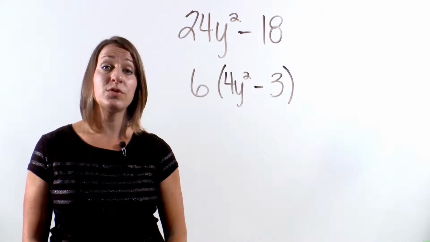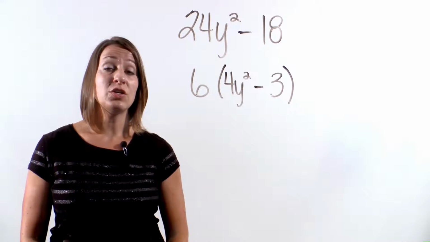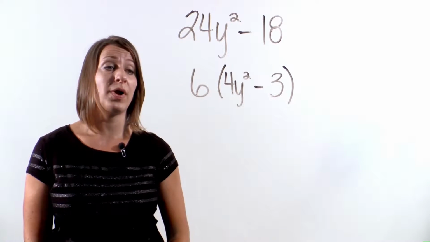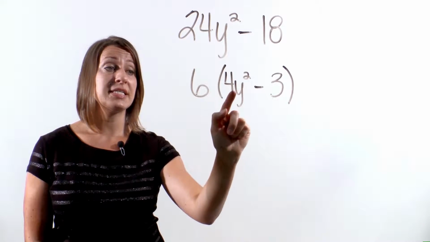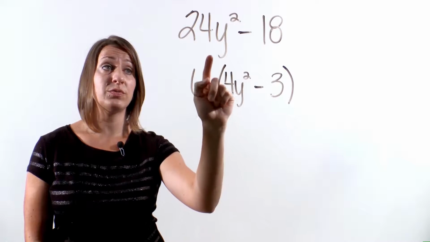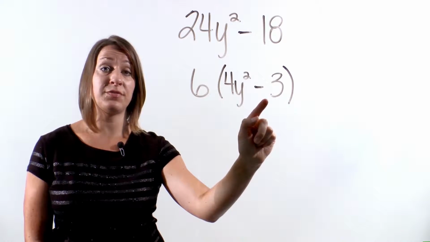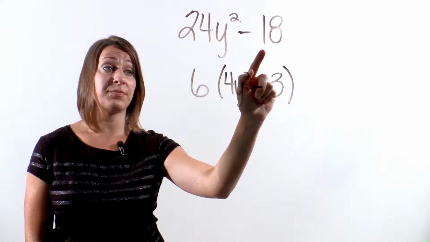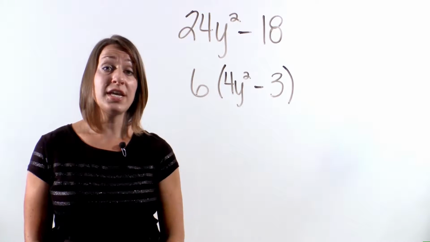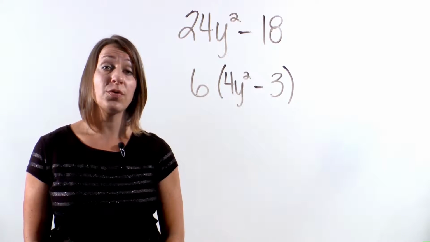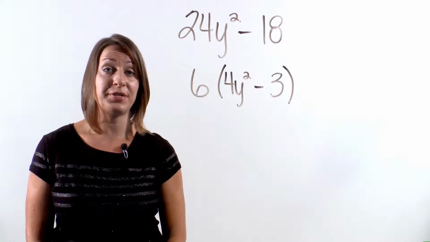Now we've created a multiplication problem. You should always check your answer to make sure it multiplies to the original problem. We have 6 times 4y squared, which is 24y squared, and 6 times negative 3, which is negative 18. So the answer to this problem is 6 times 4y squared minus 3.